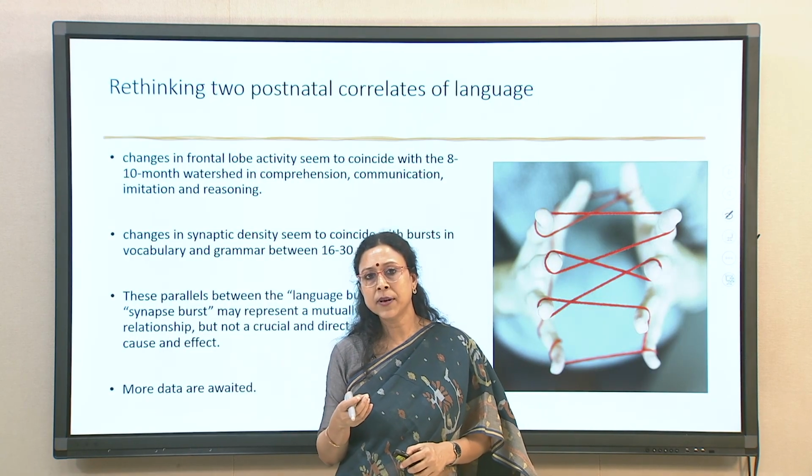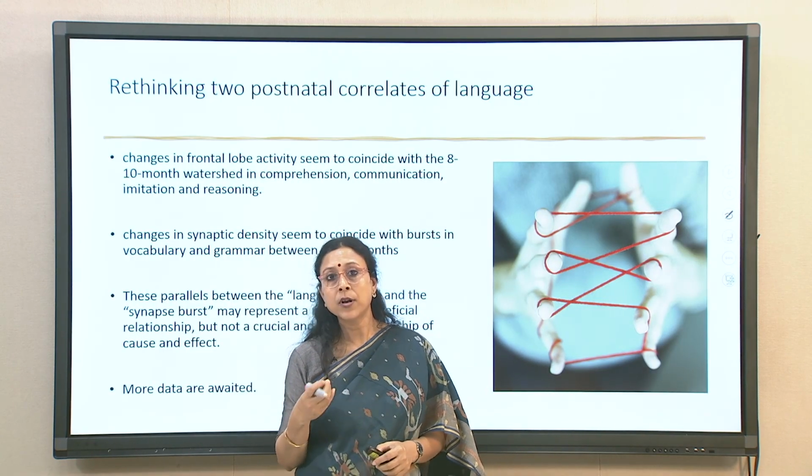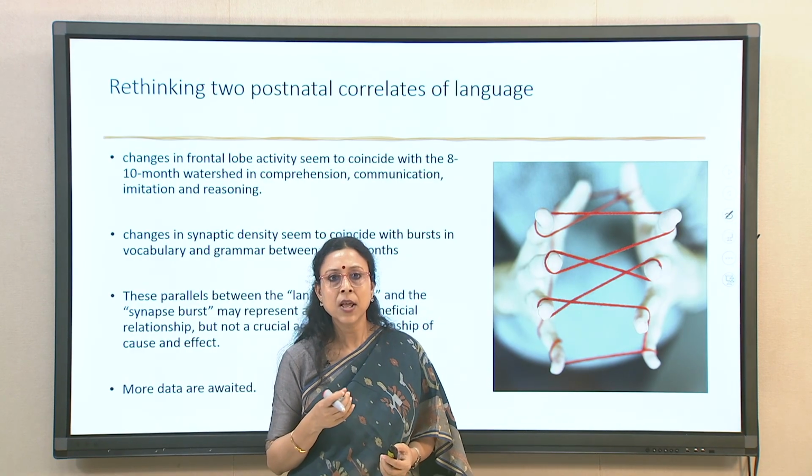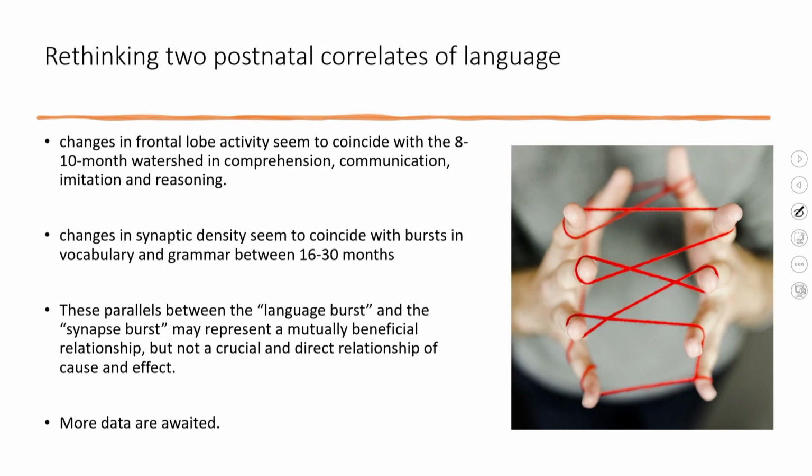And then with respect to the postnatal correlates of language with respect to various kinds of neural structure: changes in frontal lobe activity seem to coincide with the 8 to 10 month watershed that we have already discussed. The 8 to 10 month window is when a lot of activity in the frontal lobe happens, metabolism gets higher, which is taken as a result of synaptogenesis, and this is also the watershed moment where linguistic, behavioral and other changes happen.